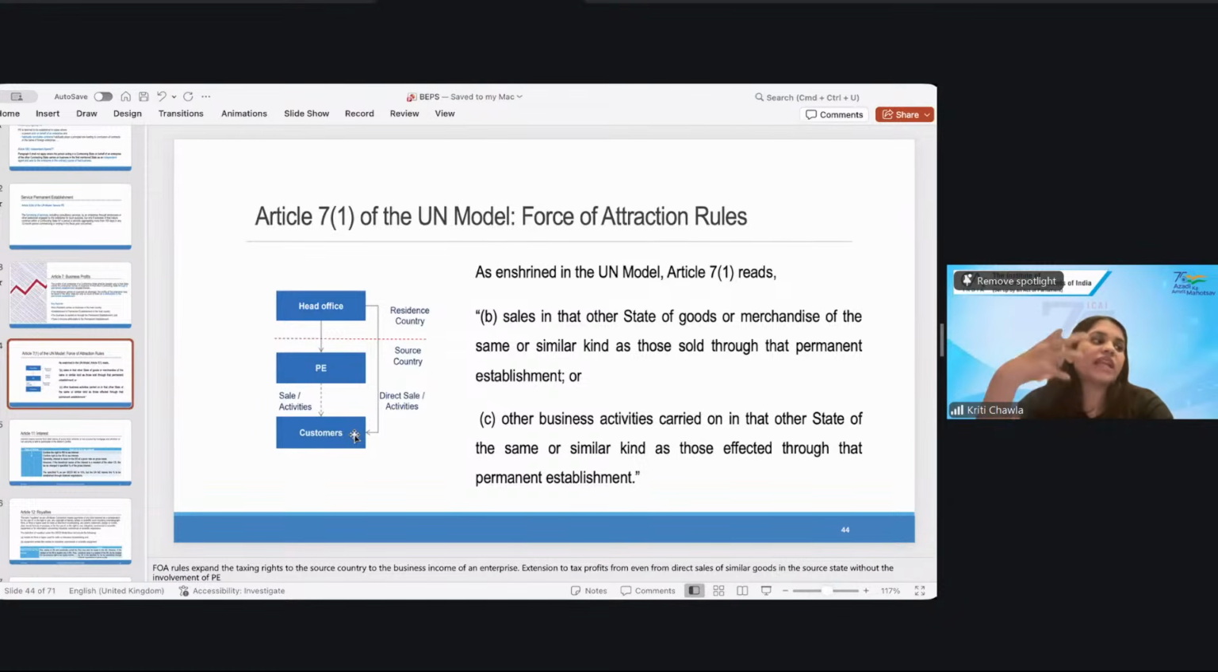So what the force of attraction rules really do is to expand the taxing rights of the source country to the business income of an enterprise. This extension to tax profits even from direct sales of similar goods in the source state without the involvement of a PE is called the force of attraction rule, and this is something which is mentioned in the UN Model Tax Convention. So this is what Article 7 of the UN Model Taxation Convention really talks about.